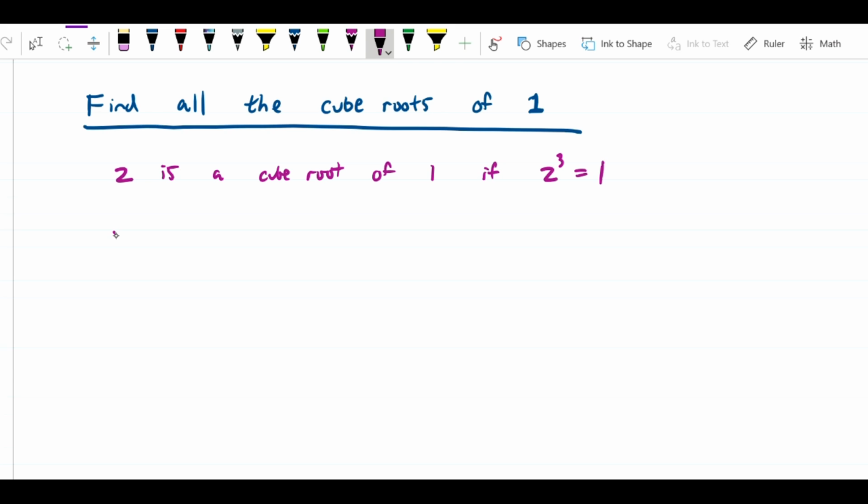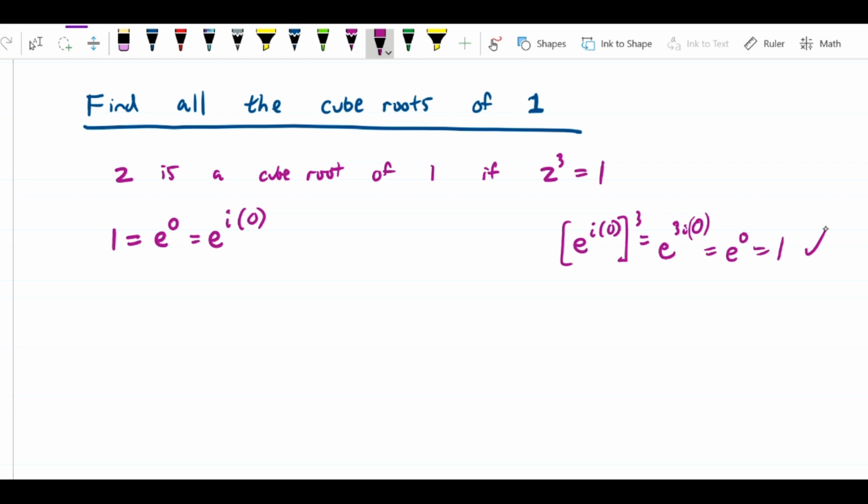So first of all, 1 is equal to e to the 0, or I could write it as e to the i times 0 degrees. I know that 0i is the same as 0. I'm just doing it this way to make a point. So let's now verify that e to the i 0 is in fact a cube root of 1. e to the i 0 raised to the third power is equal to e to the 3i 0, not theta, 0, which is equal to e to the 0, which is 1. So check. e to the i 0 is in fact a cube root of 1.